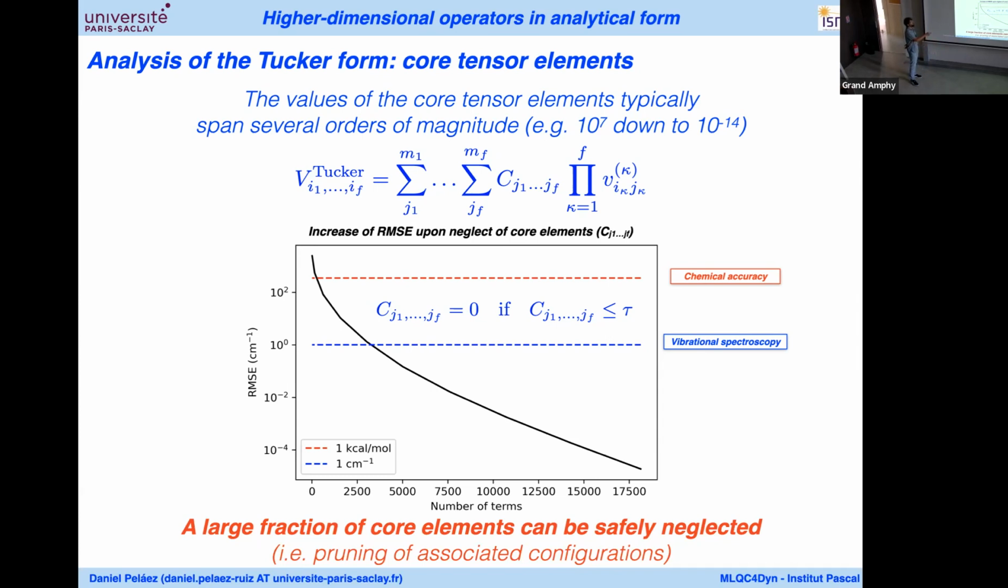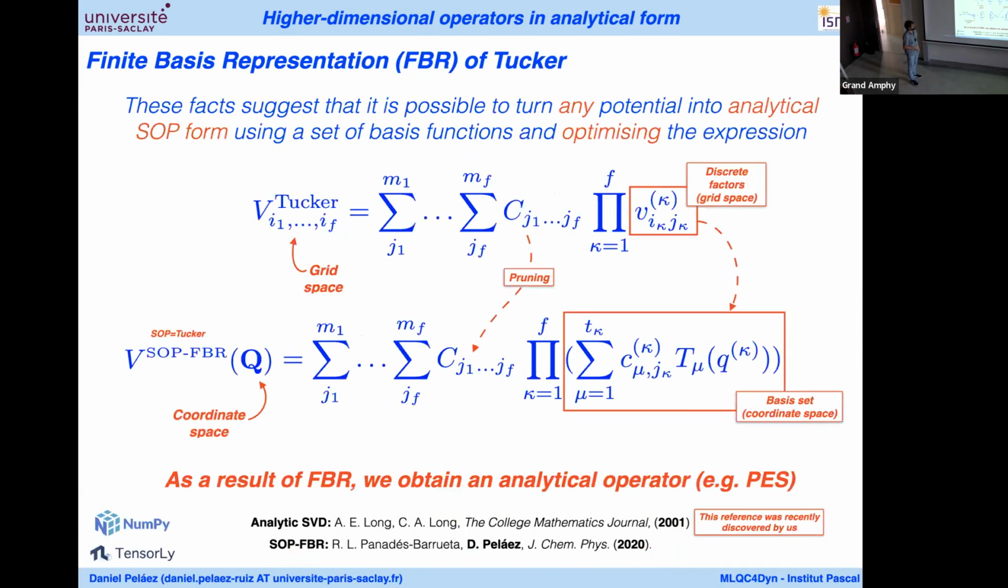We don't need many of those configurations, and we can fit those. So essentially what we did from this form, this is a function on grid space, discrete, so there's no actual function. Then we take these factors and turn them into some expansion, some basis function, whatever. We use, for simplicity, Chebyshev functions, but you can use others depending on the potential. And then you can prune these coefficients, and you end up with an analytical expression. So essentially, we turn a grid representation into analytical form.